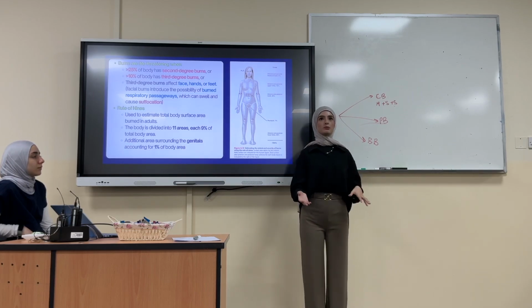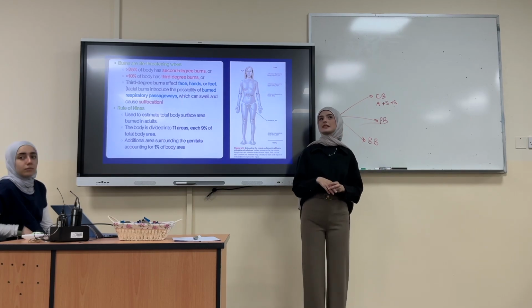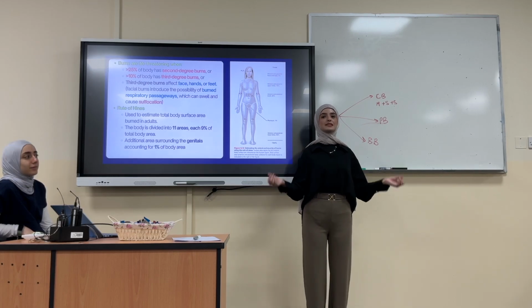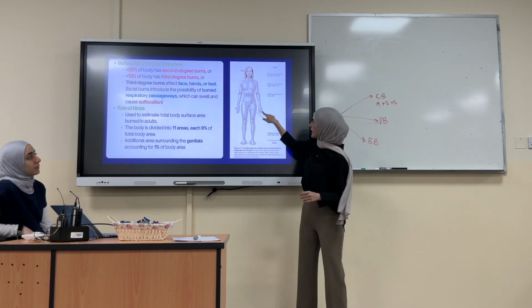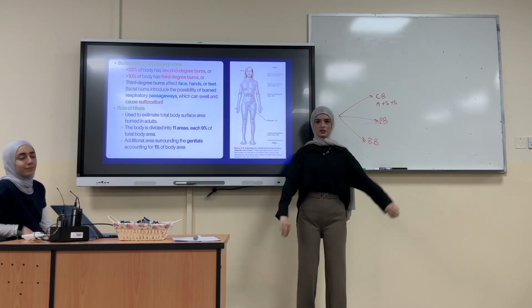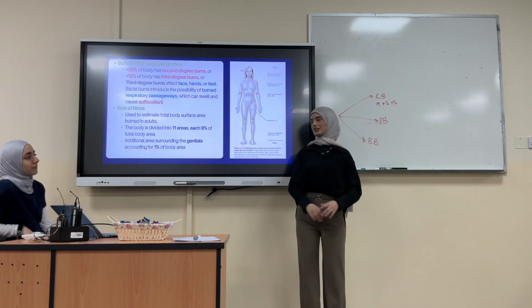If I say I burnt the anterior surface of both upper limbs, is it 18 or 9? You said both. Both upper limbs anterior. Both anterior surfaces of the upper limbs. So that's 4.5, 4.5. Oh, okay. These are your upper limbs. They're 9.